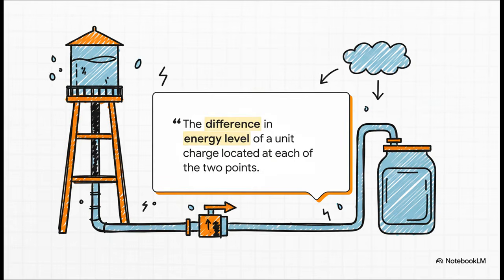Now this here is the more formal, textbook definition, but a difference in energy level is really just a fancier way of saying pressure. Think about a big water tower. The water at the very top has way more potential energy than the water at the bottom, right? And that energy difference is what creates the pressure that pushes it down through the pipes. It's the exact same idea with voltage.